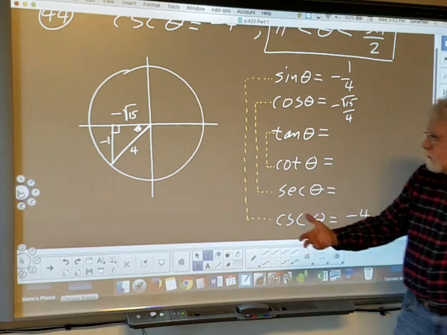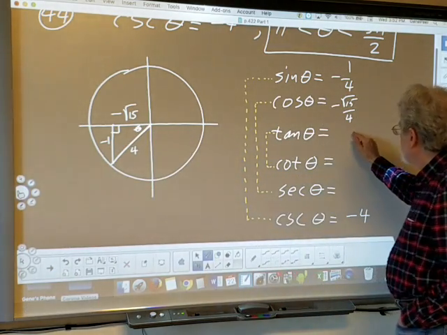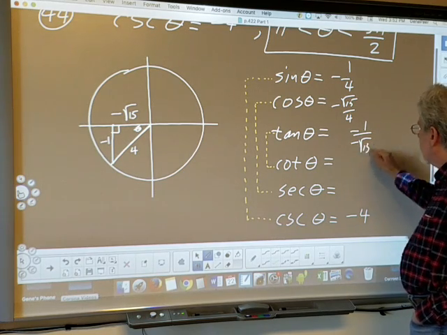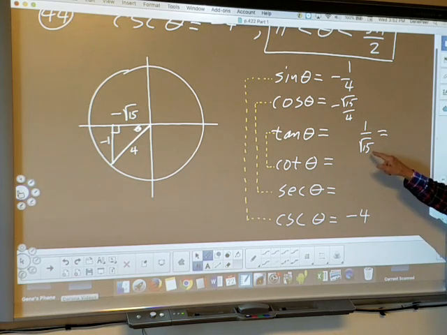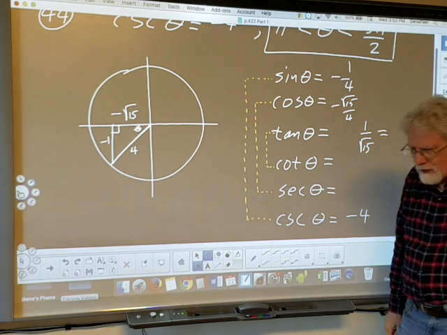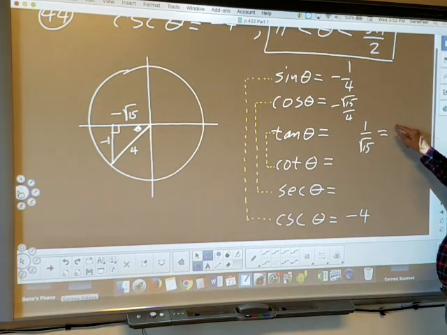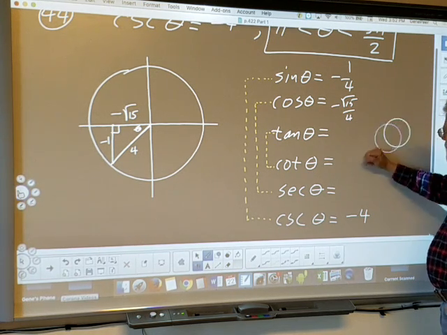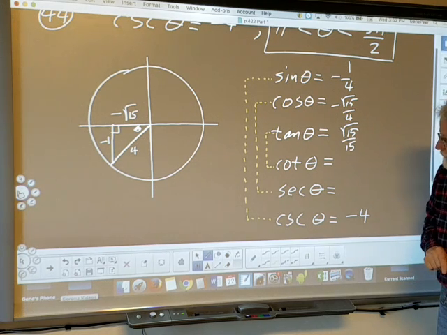Tangent is opposite over adjacent. Opposite over adjacent. That's negative 1 over negative square root of 15. But of course that turns positive. But as you know, we can't leave it that way. You can't leave a radical in the denominator. So we have to multiply by square root of 15 over square root of 15, which gives us square root of 15 over 15. So that's our tangent. Square root of 15 over 15.